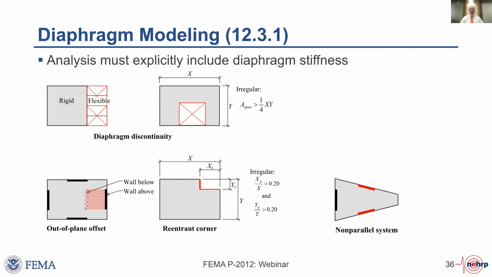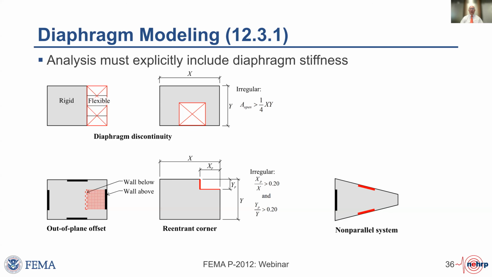Where you have out-of-plane offsets, as you see on the bottom left, the diaphragm at that level where the wall above and the wall below connect to the same diaphragm, that diaphragm is subject to greatly increased forces. And so you need to understand the stiffness and strength of the diaphragm to characterize the problem correctly.